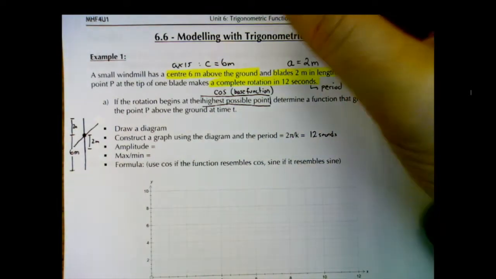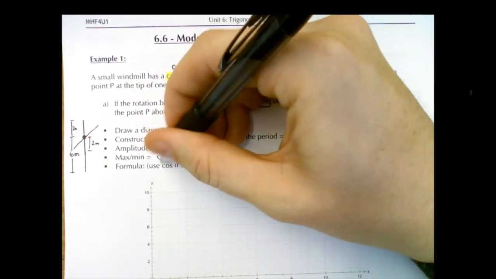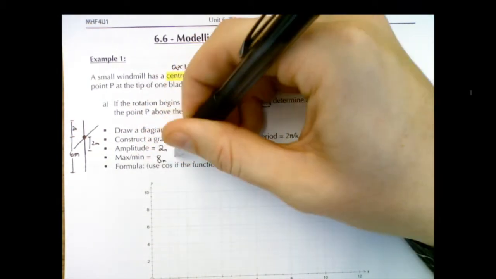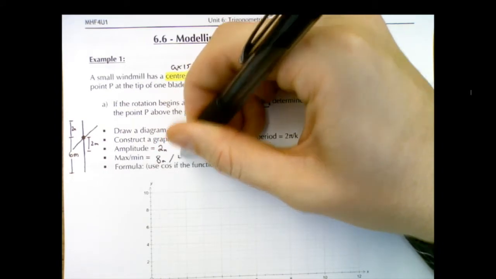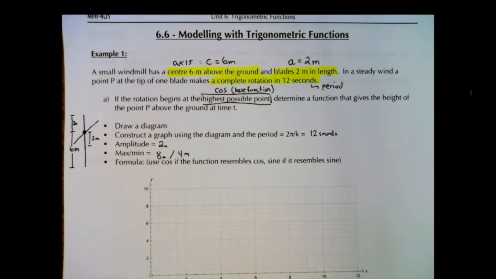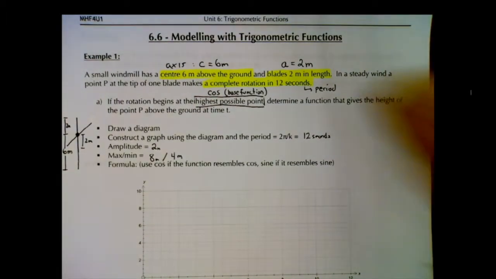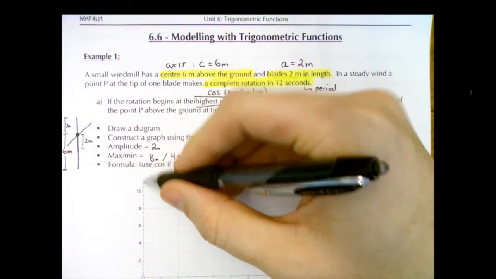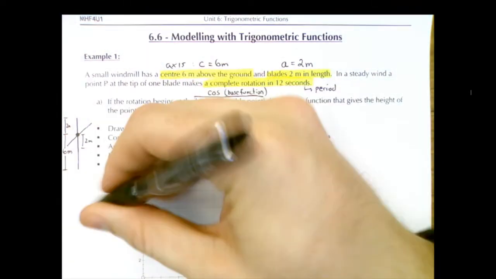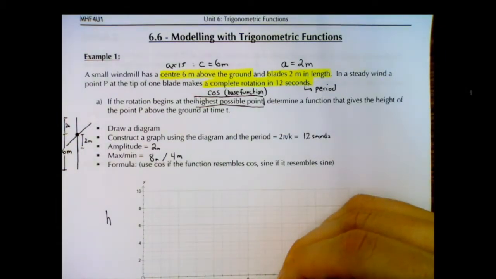And we already said that the amplitude was 2, which would make our max 8 meters, and our min 4 meters. Since we're starting at a maximum, the only place to rotate is down, so this graph is a cosine graph started at a maximum. Our y-scale, we're going to use h to represent height and t to represent time.